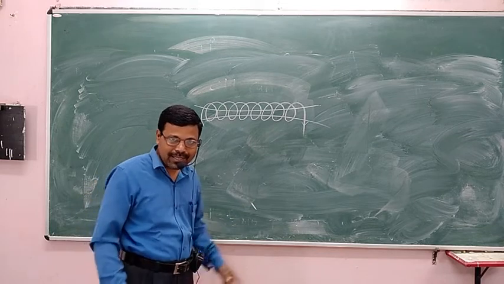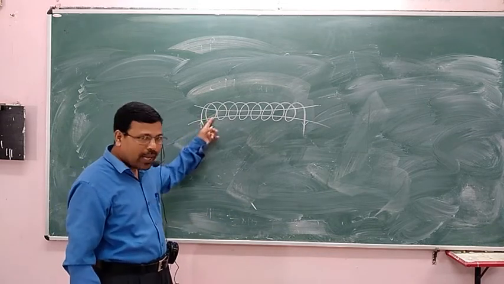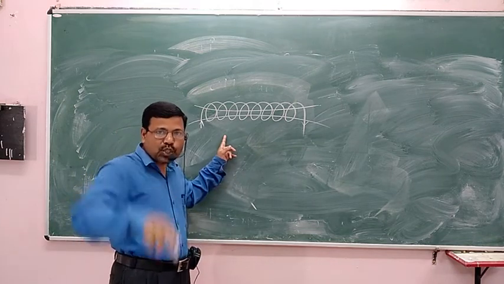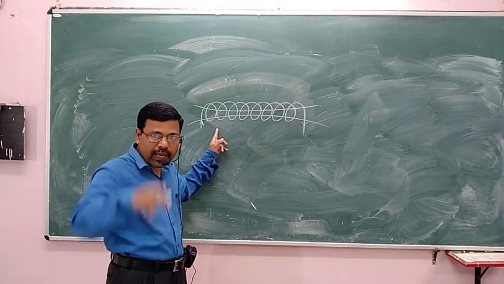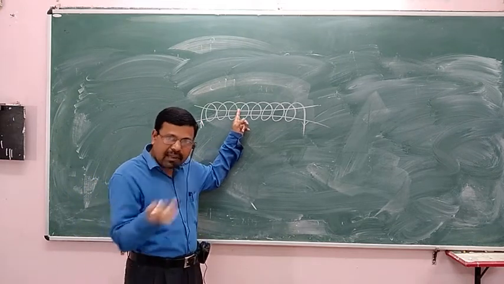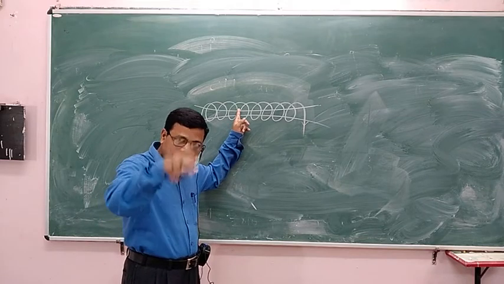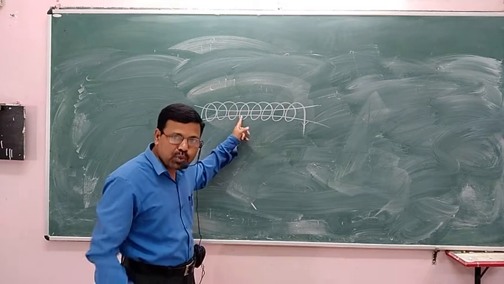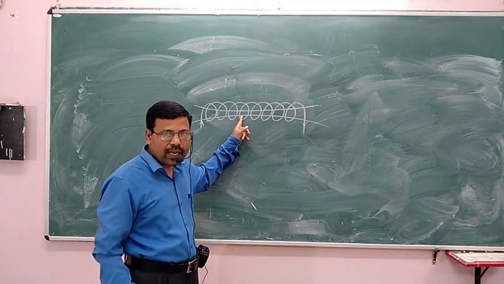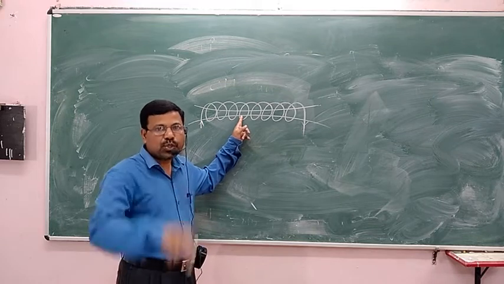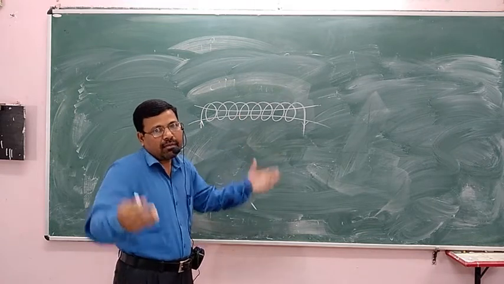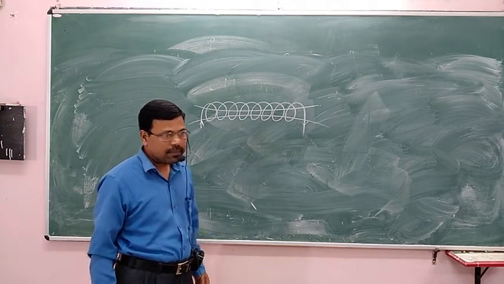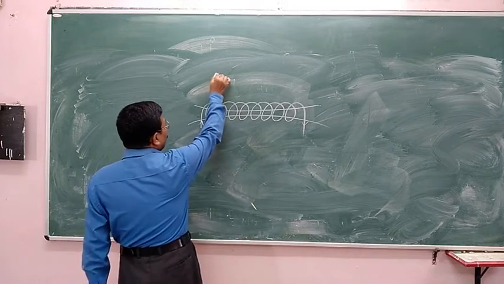What is self-inductance? Whenever a varying current, a changing current, passes through the coil, the magnetic flux linked with the same coil changes, and thereby an induced EMF is produced in the same coil. That induced EMF is known as back EMF, and the phenomenon is known as self-inductance.